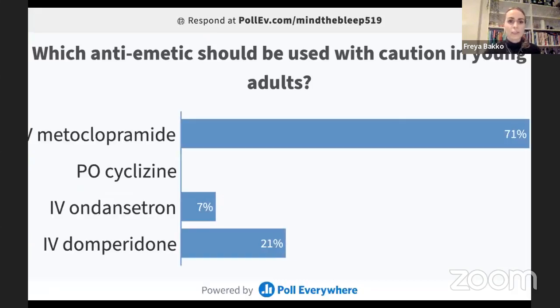So the question, which antiemetic should be used with caution in young adults? The answer is metoclopramide because of the risk of extrapyramidal side effects.